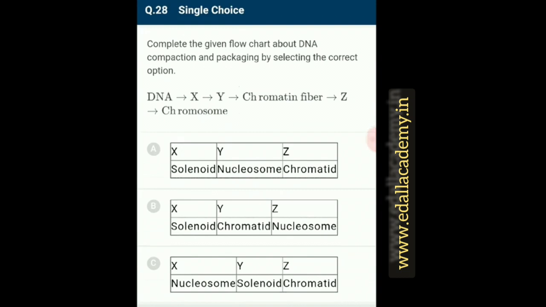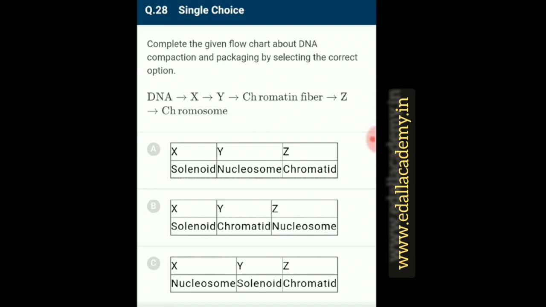Question number 28. Complete the given DNA compaction and packaging by selecting the correct option. DNA is the nucleic acid that forms the genetic material in all organisms. The structure of deoxyribonucleic acid was illustrated by Watson and Crick. The DNA is a double helical structure having two antiparallel strands of polynucleotide chains joined to each other by hydrogen bonding, forming between the N bases. The typical DNA length is approximately 2.2 meter and the nucleus approximately 10 to the power of minus 6 meter. To accommodate such a large molecule in such a tiny space, DNA undergoes a series of folding and packaging processes.